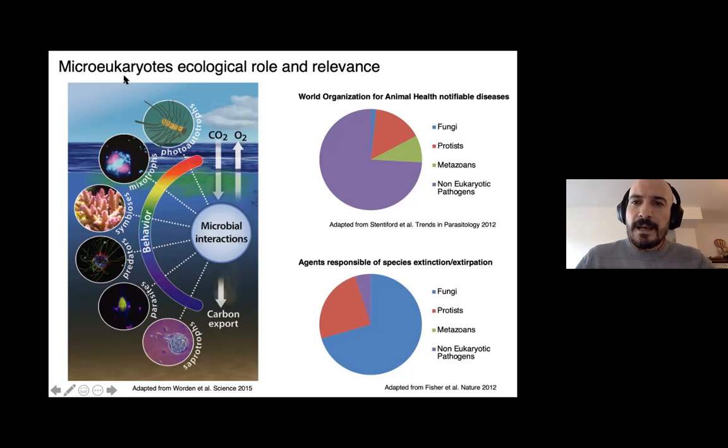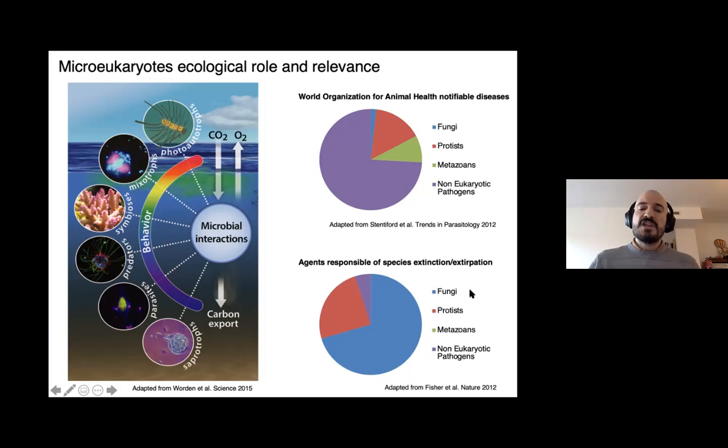That means they have this dual behavior of being phototrophs and heterotrophs, depending on the situation. Microeukaryotes are also important for animal health. This pie chart reflects the World Organization for Animal Health notifiable diseases. 15% of them are caused by protists, and most of them are caused by bacteria. Among the ones caused by eukaryotes, protists are the ones that dominate.